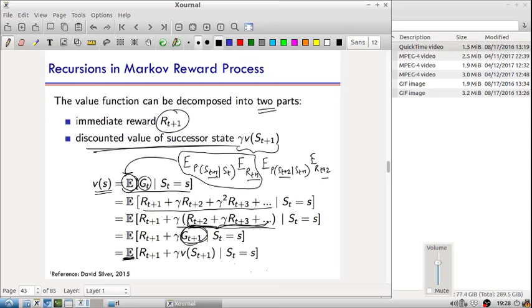Is that clear? If it's not clear, ask me. Clarity is more important than covering material.